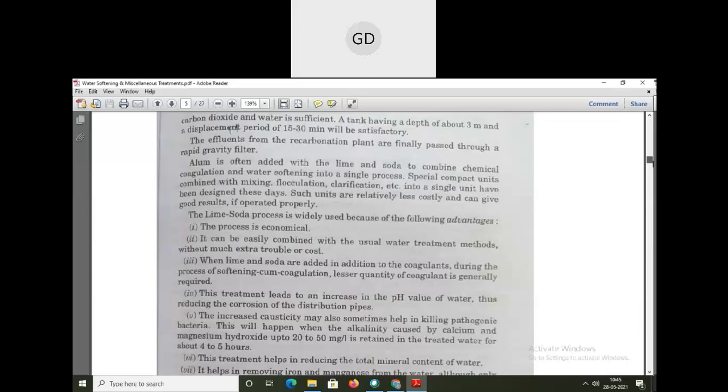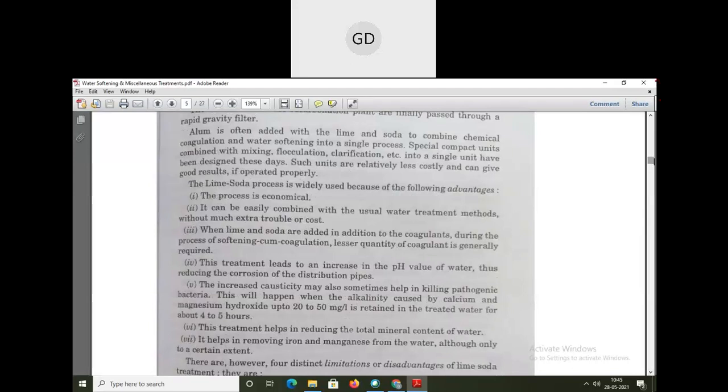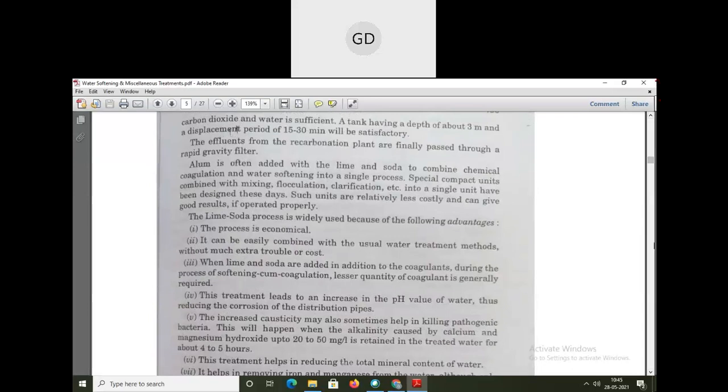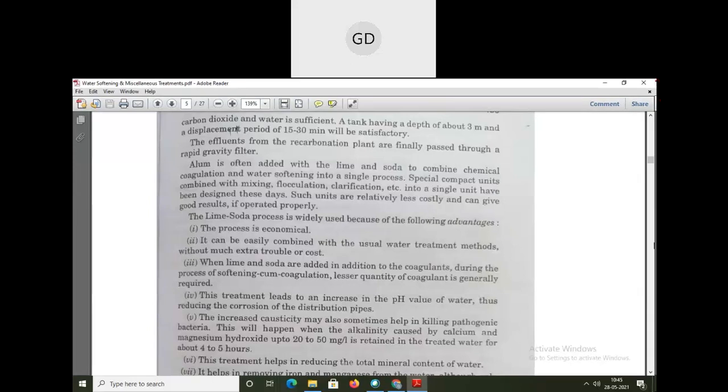Now when you add lime soda to the water, there are certain advantages, and also some disadvantages, of the lime soda process. What are the advantages? First of all, the process is very economical. It can easily be combined with the usual water treatment methods without much extra trouble or cost. That means you can do it in a similar way in the normal water treatment methods, and there is no extra cost.